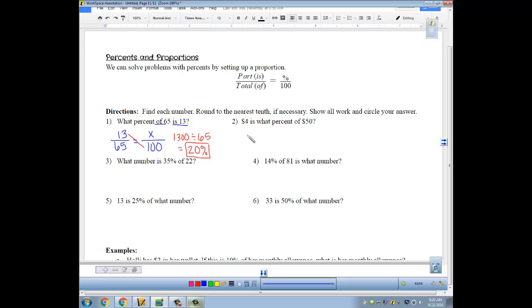Number 2, very similar. So we're going to start setting up a proportion. 100 always goes on the bottom right. It says 4 is, so it's going to go where the is goes, and then of 50, so that goes on the bottom. So I don't know that number. So cross multiply, 4 times 100 is 400. Divided by 50 is going to give me 8. And again, they asked what percent, so 8%.